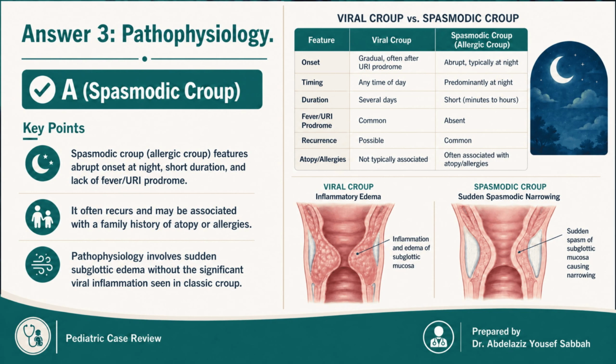Distinguishing it from viral croup matters because spasmodic episodes typically resolve very quickly with exposure to cool, humid air, and the recurrent nature should prompt evaluation for underlying atopy and parental education about home management.